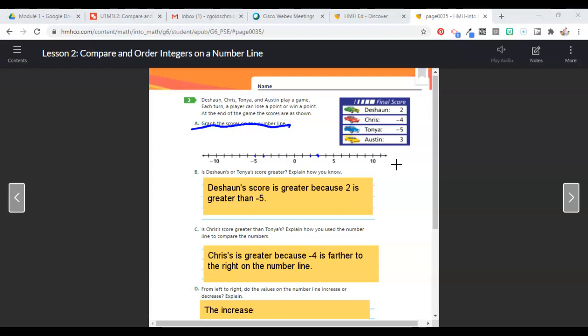So, they increase because numbers on the left are less than numbers on the right. And that's all you have for D. And let me move the page up and we'll look at E.